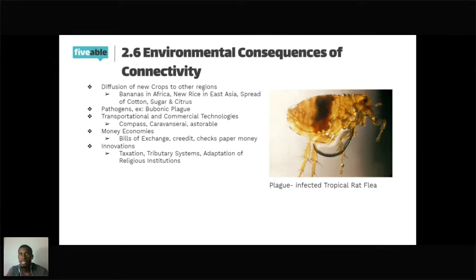So you really see the innovation that occurred along these trade routes because of the spread of ideas and how people were talking to each other and sharing their ideas. It's phenomenal to see how these interactions played into the building of other economies and cultures. That's a very good thing to note, guys, when it comes to connectivity. Also, you're going to have different innovations like taxation, tributary systems, and the adaptation of religious institutions.